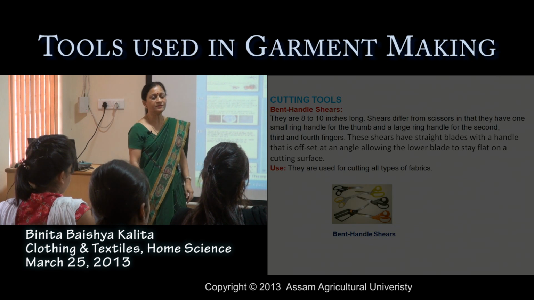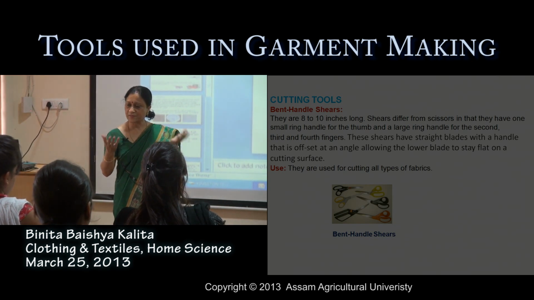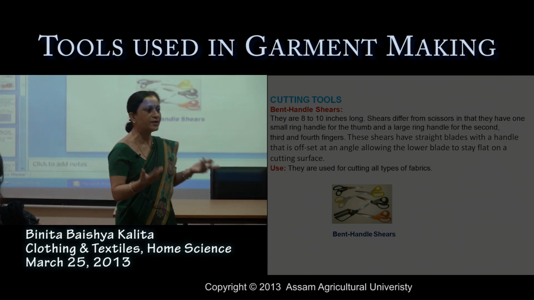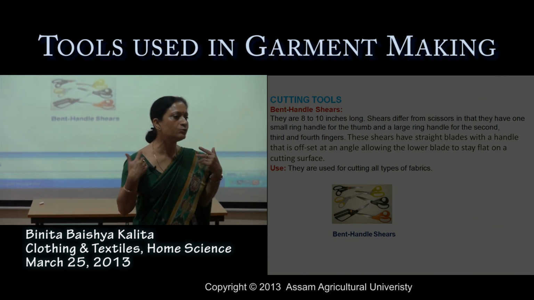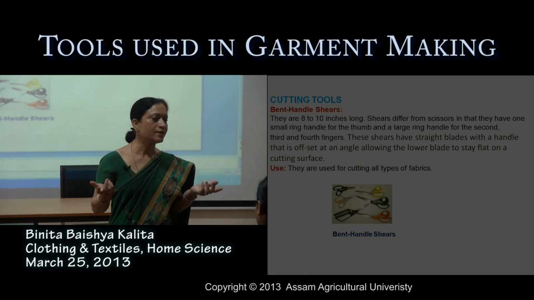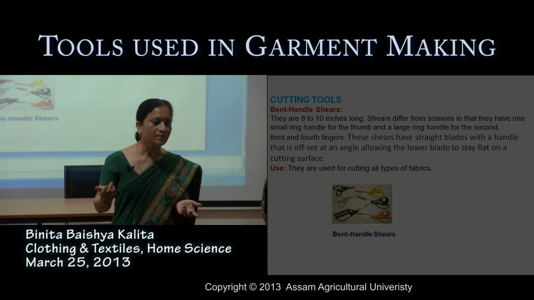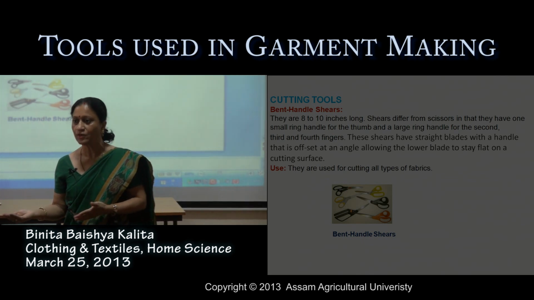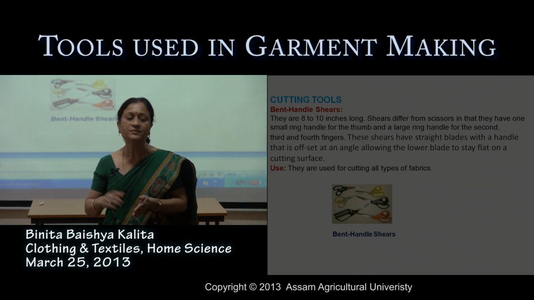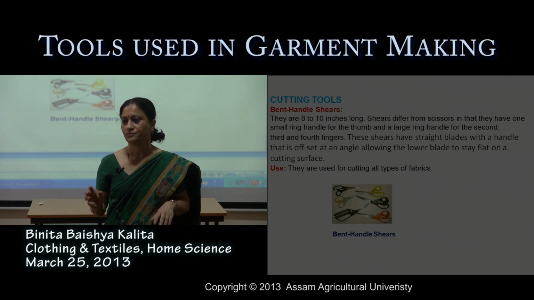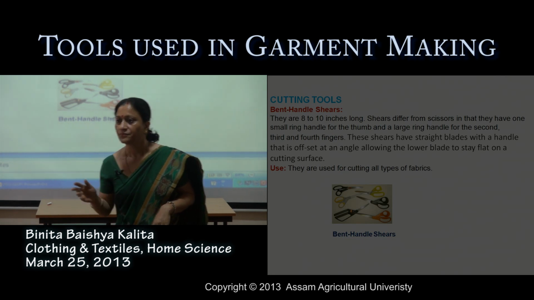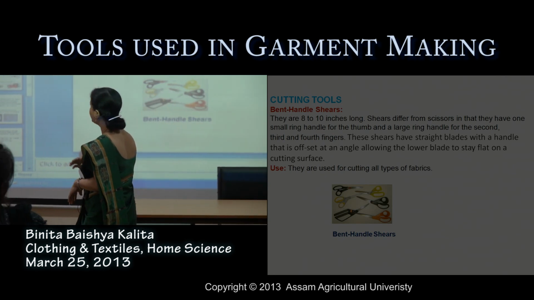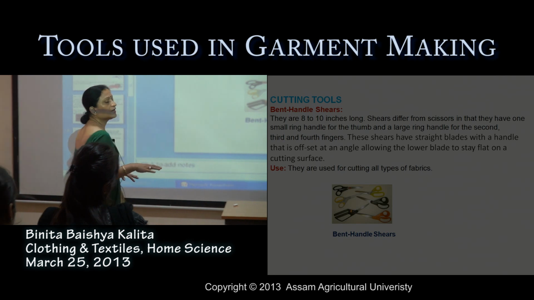Now next one is, first you have taken the measurement to stitch any garment. When you go to the tailor to get your garment stitched, what do they do? They first take the measurement, is it not? After taking the measurement, they make the pattern, then they transfer that pattern. So the next one is the marking tool. After marking, what do they do? They cut the fabric according to the pattern or according to the design. The next are the cutting tools.